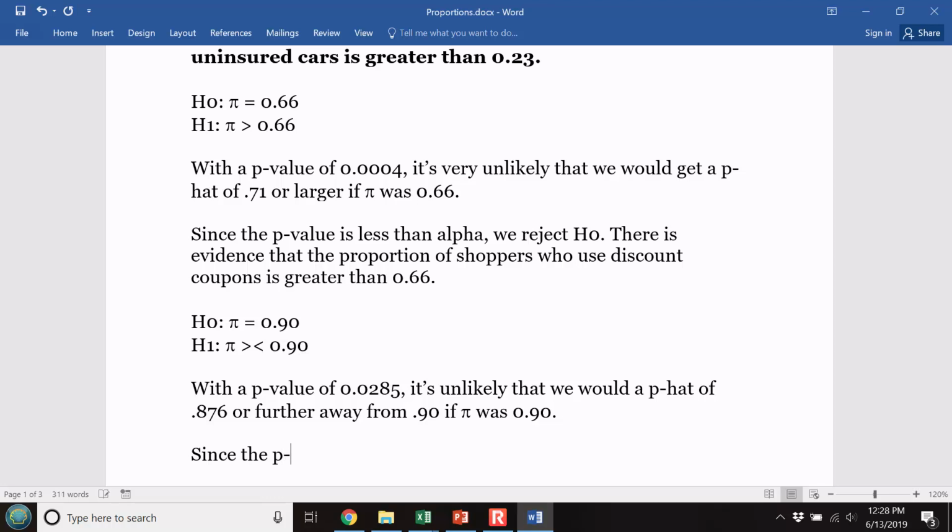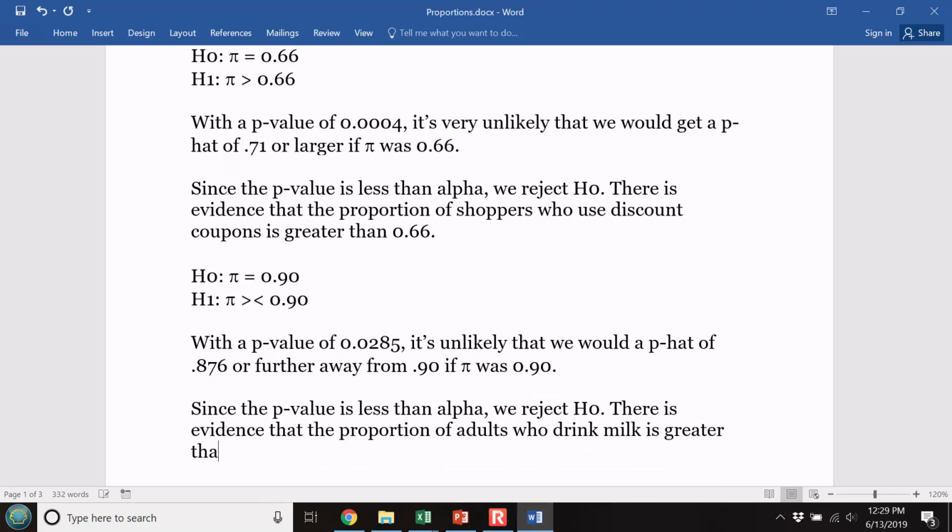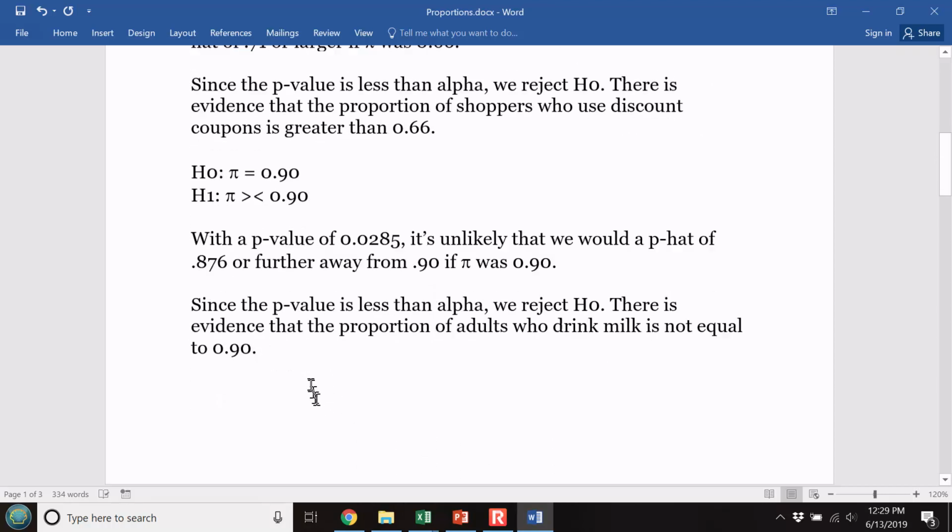Since the p-value is less than alpha, we reject the null hypothesis. There is evidence that the proportion of adults who drink milk is not equal to 0.90. We only had a not equal, so our conclusion can only be not equal.